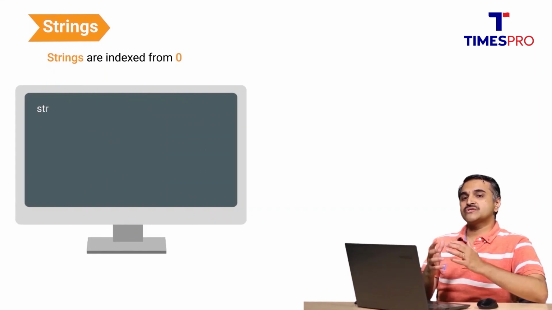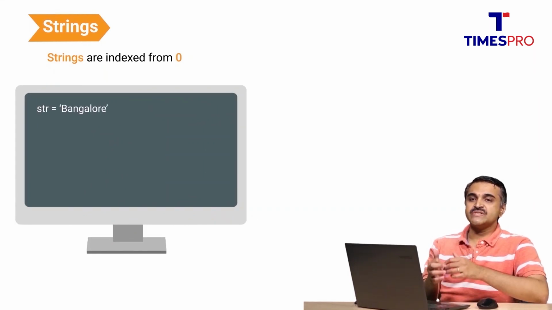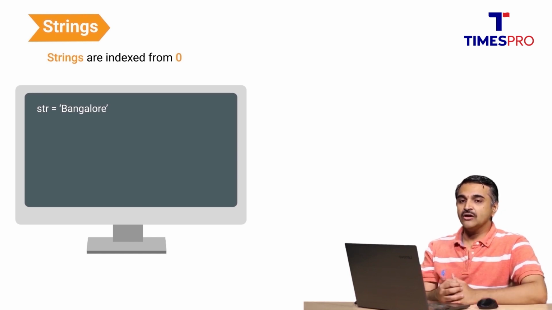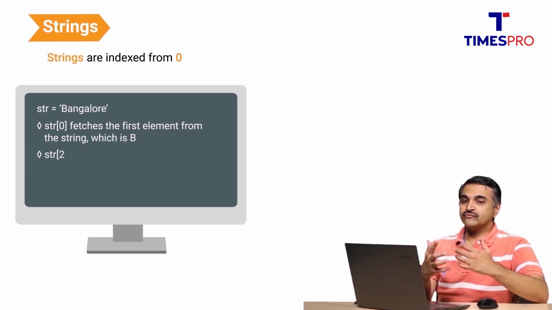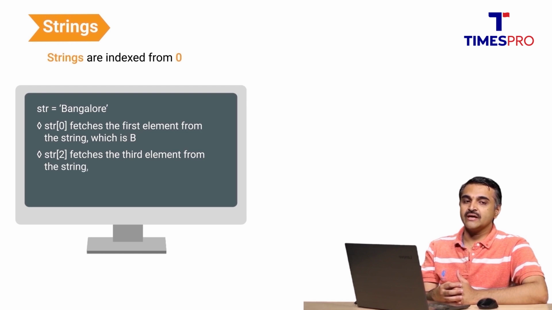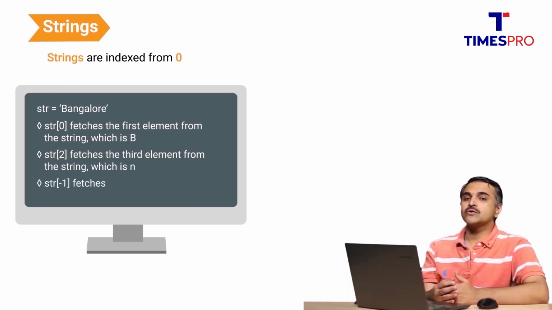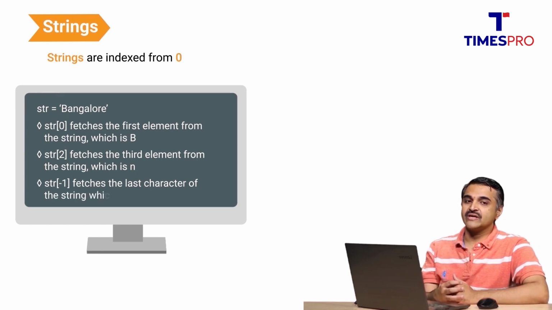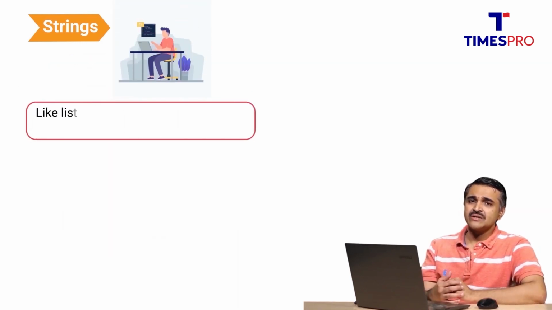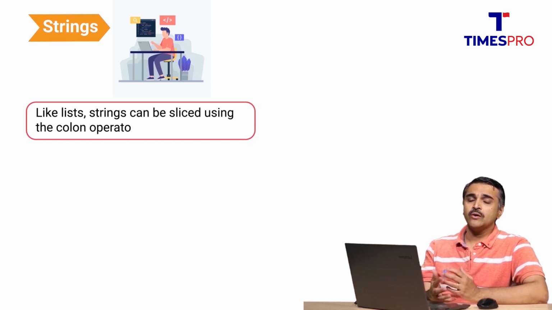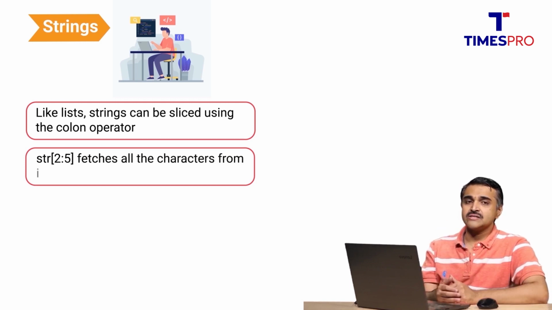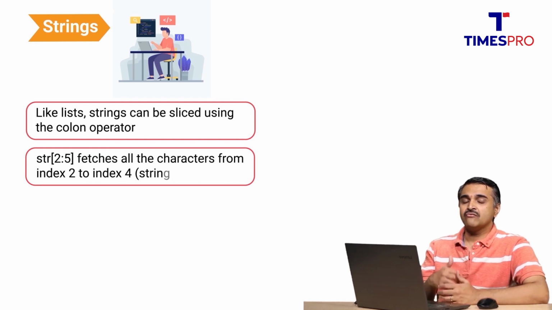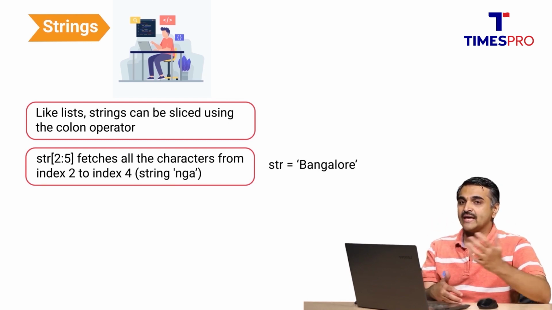Strings are indexed from 0. For str = 'Bangalore', that is the string object str is assigned the literal Bangalore, str[0] fetches the first element from the string, which is B. str[2] fetches the third element from the string, which is N. str[-1] fetches the last character from the string, which is E. Like this, strings can also be sliced using the colon operator. str[2:5] fetches all the characters from index 2 to index 4, which gives NGA for the shown example.